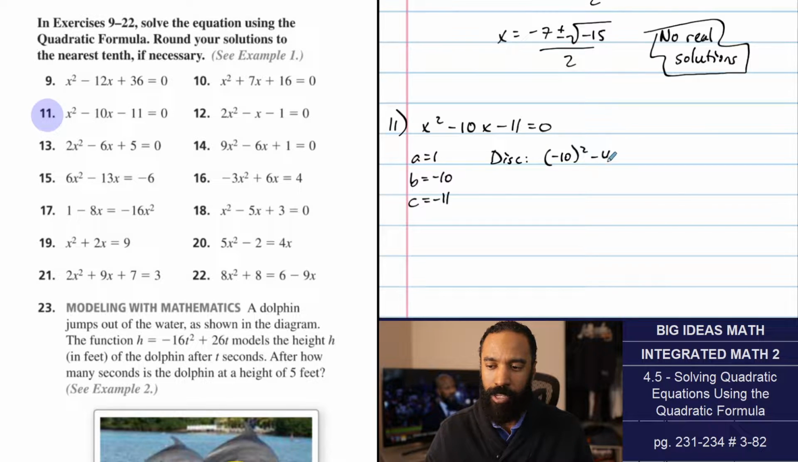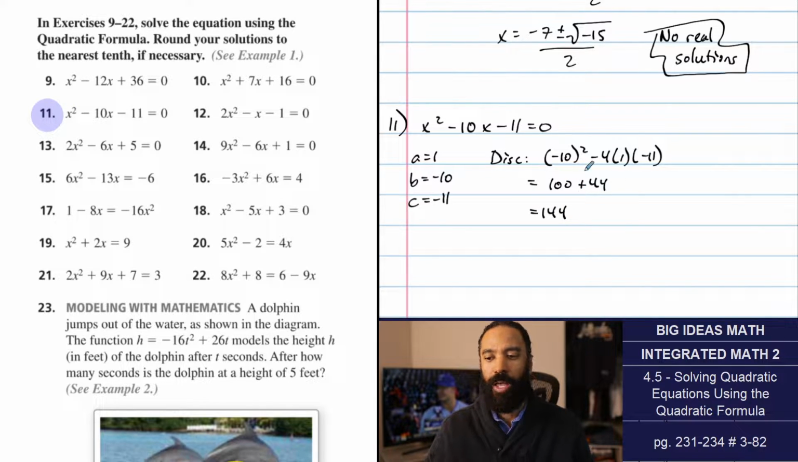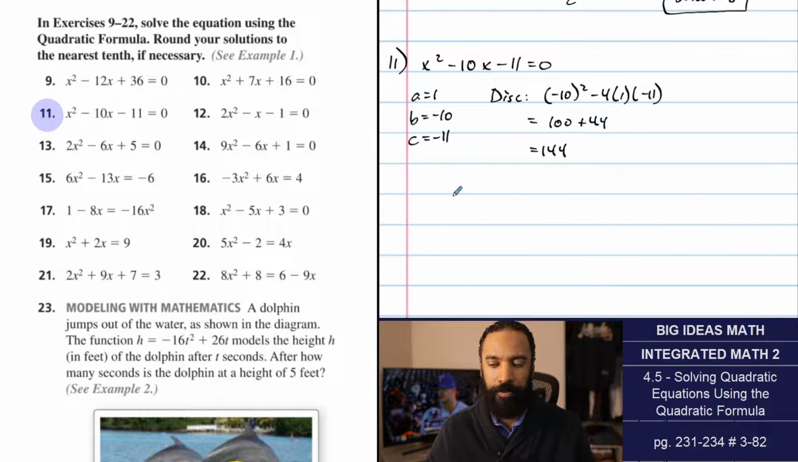b squared minus 4ac. I think it gets you to focus on this part a little bit more. That's 100 plus 44, which is 144. 144 is a perfect square of 12. So here's what I'm going to do, right? Square root of 144 is 12. This is that square root of b squared minus 4ac part.